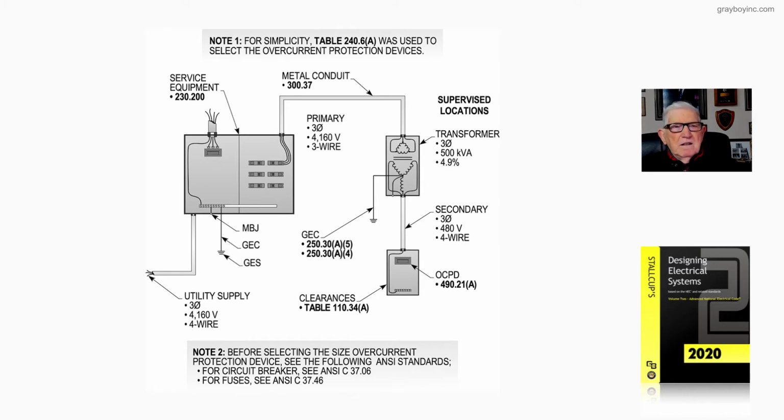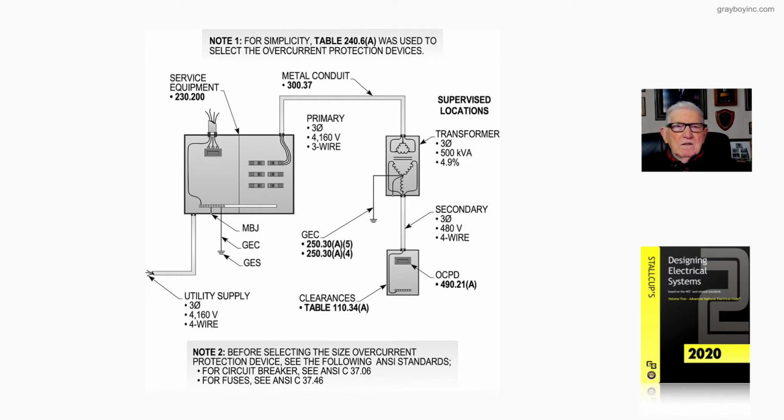Now, in the illustration, we have a call out service equipment. Go to 230.200. The metal conduit that's routed above grade, above ground, is listed in 300.37, the types. Now the conductor sizing, we would go to new Article 311 and we would use tables 311.60C73 through C76 to select our conductors.